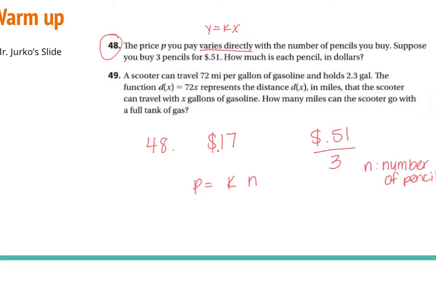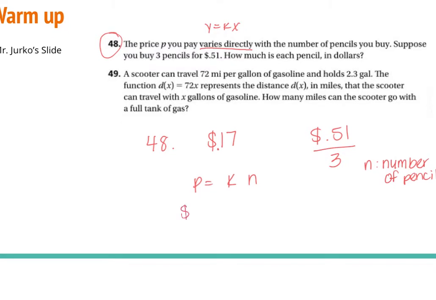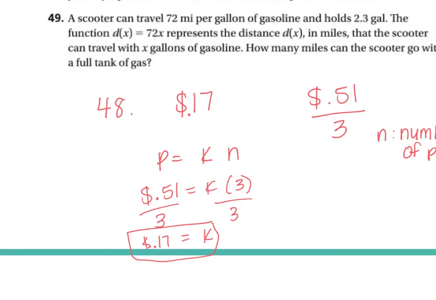What was the price that they paid? 51 cents. And then N, which was the number of pencils, was 3. So in order to solve for K, you just divide by 3, divide by 3. K equals 17 cents. That is the price per pencil. So each time that number of pencils increases, so does your price by 17 cents.